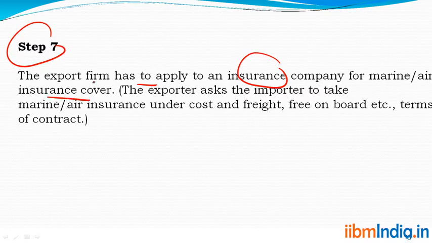The exporter asks the importer to take the marine or air insurance under the cost and freight or free on board terms and contract. I've already told you that if you want to reduce your risk, and there are numerous risks involved in international trade, you can apply to an insurance company for marine insurance or air insurance. Marine insurance is for exporting goods by the sea route, and air insurance is required whenever you are exporting your goods by the air route. Okay.